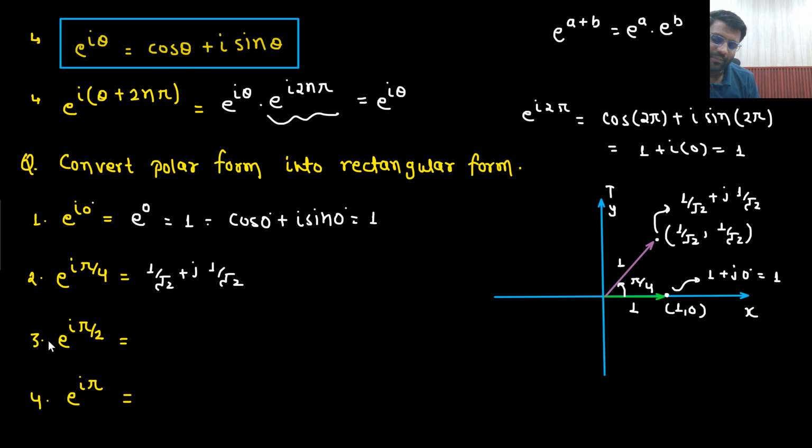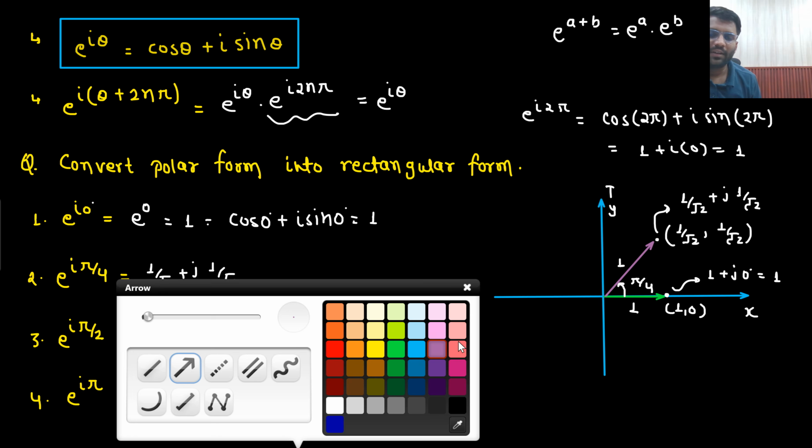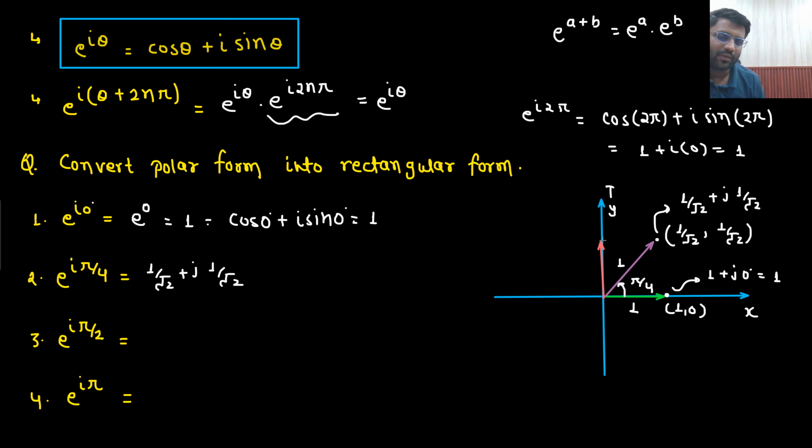What you need to do next? Sir, magnitude 1 making an angle of pi by 2 with positive x-axis. So where will you reach? At this point you will reach. What is the coordinate here? Value of x is 0, value of y is 1. So what will be the number? The number is nothing but j. It is nothing but iota or j, whatever you write down.